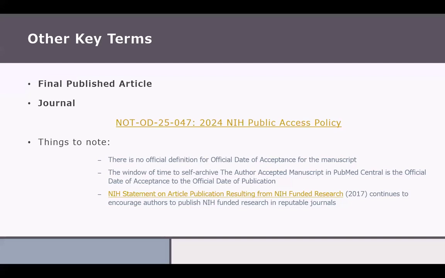So some other key terms I want to talk about, I won't just define for you. You can find them at the link just below, is what a final published article is. I loosely defined it, and technically what the NIH defines as a journal. A few things to note, though, is that there is no official definition for the official date of acceptance for a manuscript. The window of time to self-archive an author-accepted manuscript in PubMed Central is that window from the date of acceptance to the official date of publication, and the NIH continues to encourage authors to publish NIH-funded research in reputable journals.